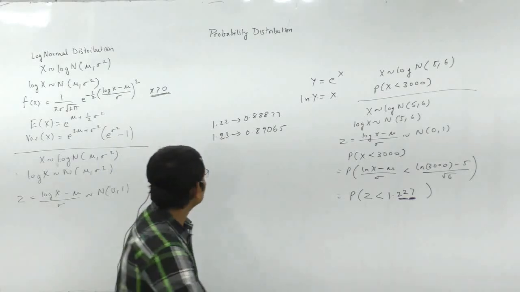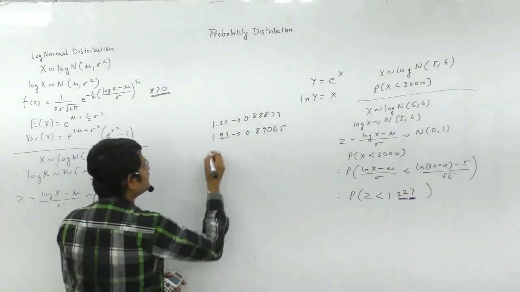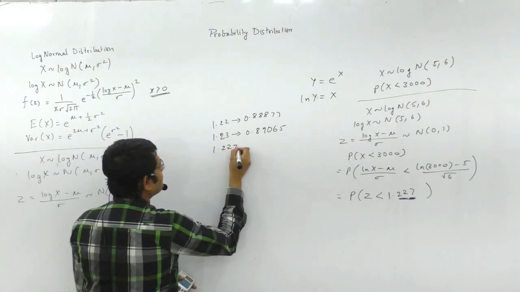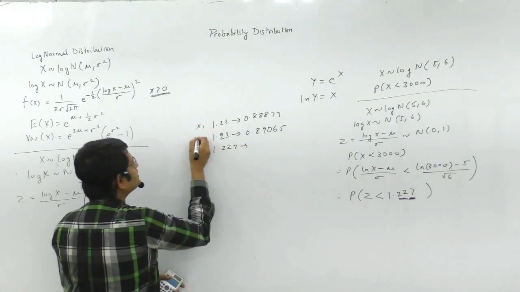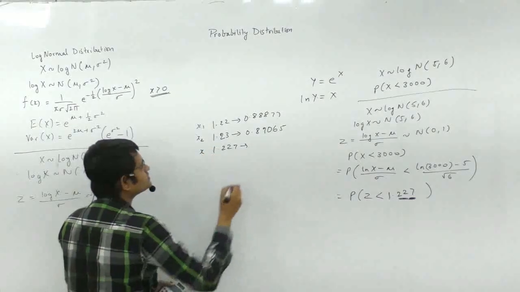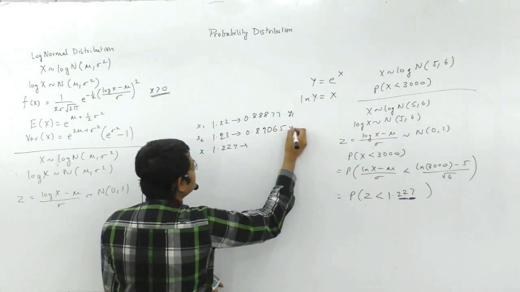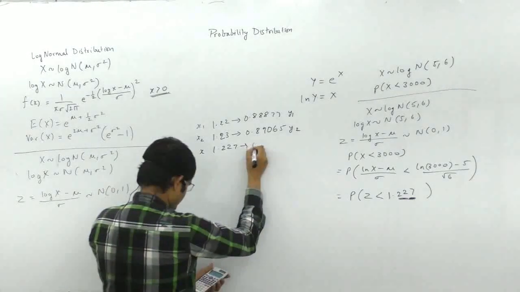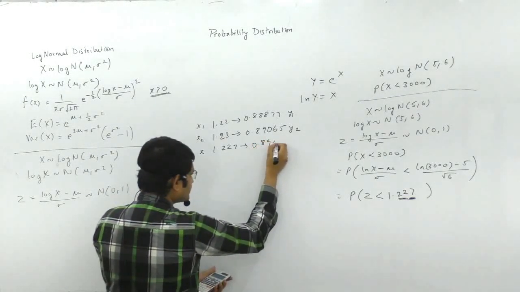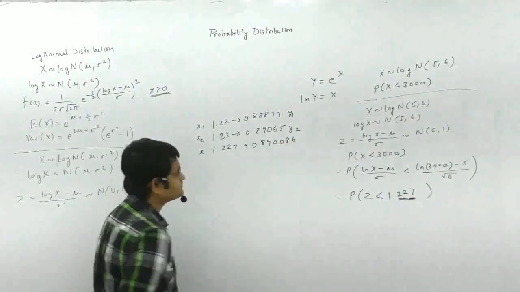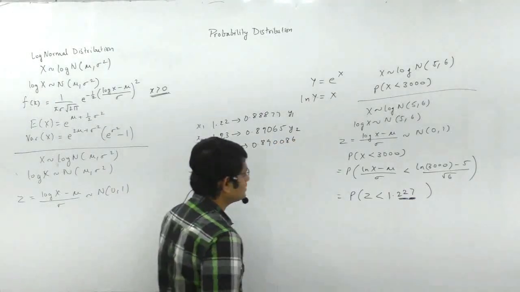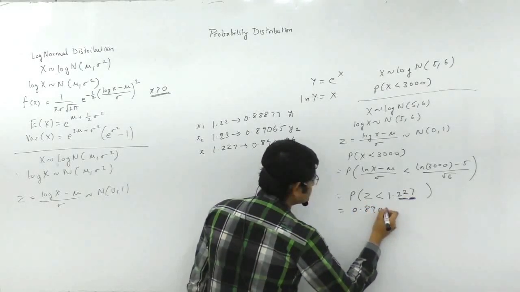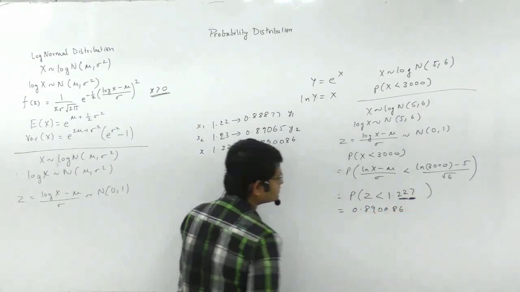So use your interpolation to find probability for 1.227. Again, this is our x1, this is our x2, this is our x, this is our y1, this is our y2. So we get our probability as 0.890086.